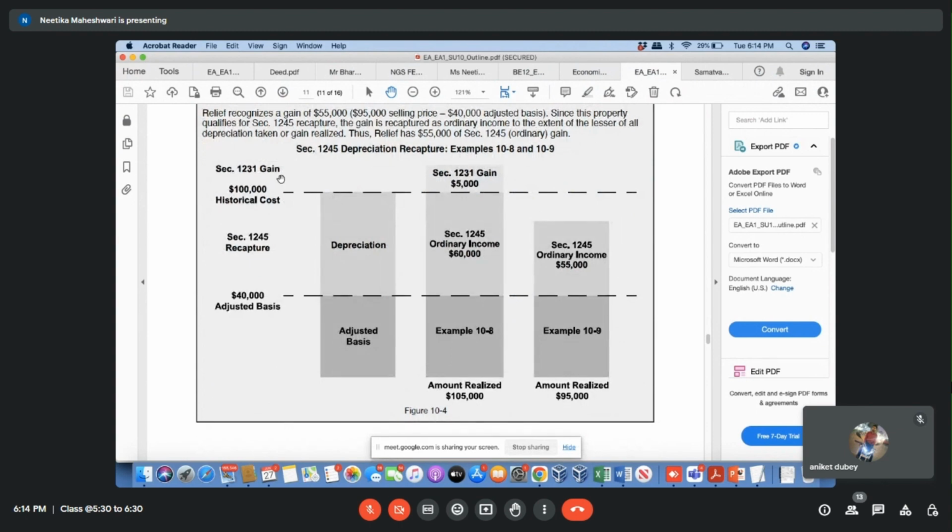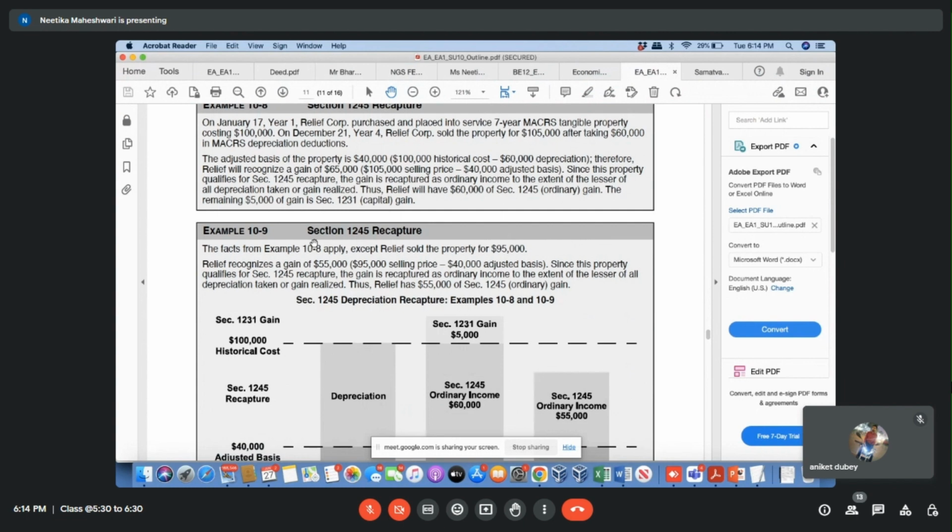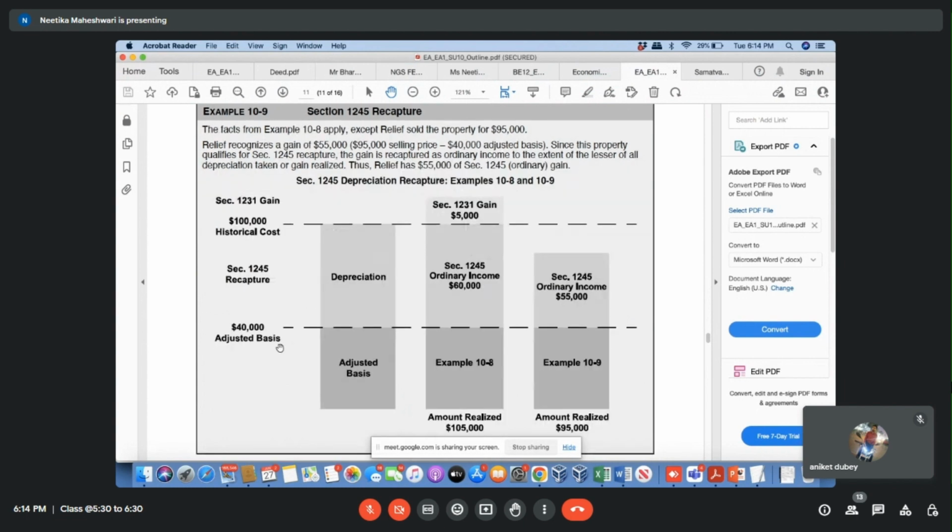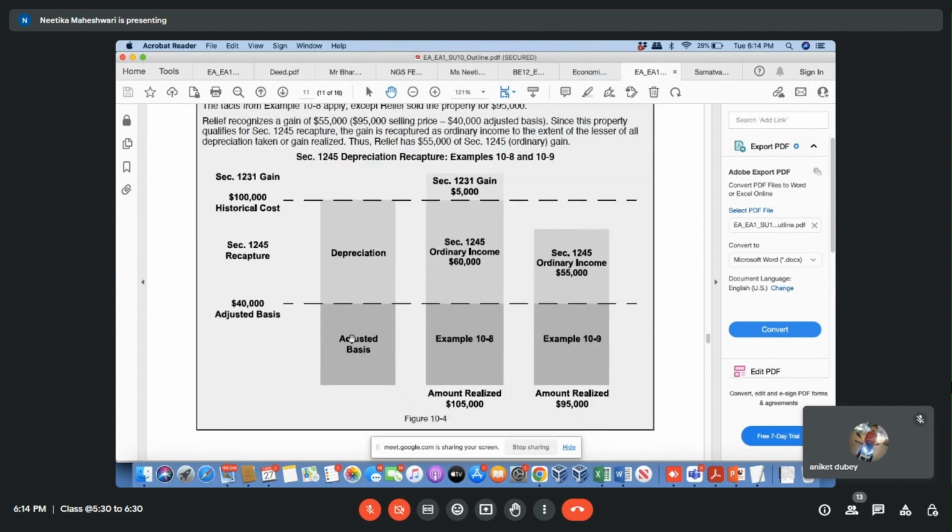How will Section 1231 gain be computed? Okay, let's look into it carefully. This is a very good pictorial representation of what we have just learned in these two examples. And here 40,000 is the adjusted basis for all these three situations, and $100,000 is the historical cost. So we will see what is Section 1245 recapture.